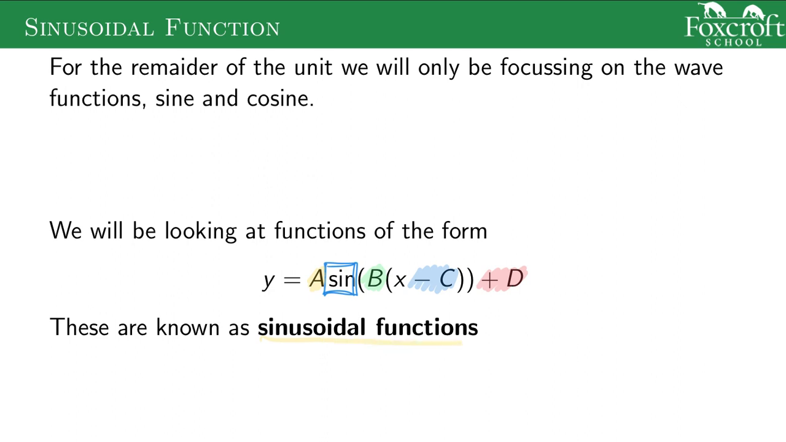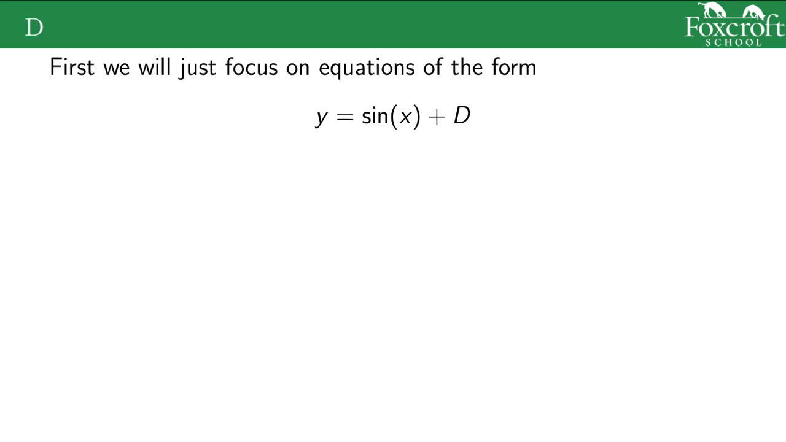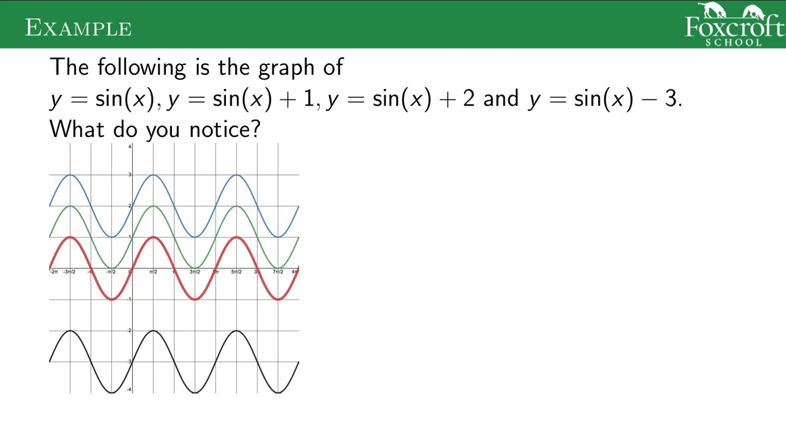Our goal in the next series of learning objectives is to figure out what each of these letters is going to do. So in this video, we're going to look at D, and how this D affects our graph. We're going to look at sine of x plus D. All right, so let's look at these graphs. We have sine of x in red, sine of x plus 1 in green, sine of x plus 2 in blue, and sine of x minus 3 in black.